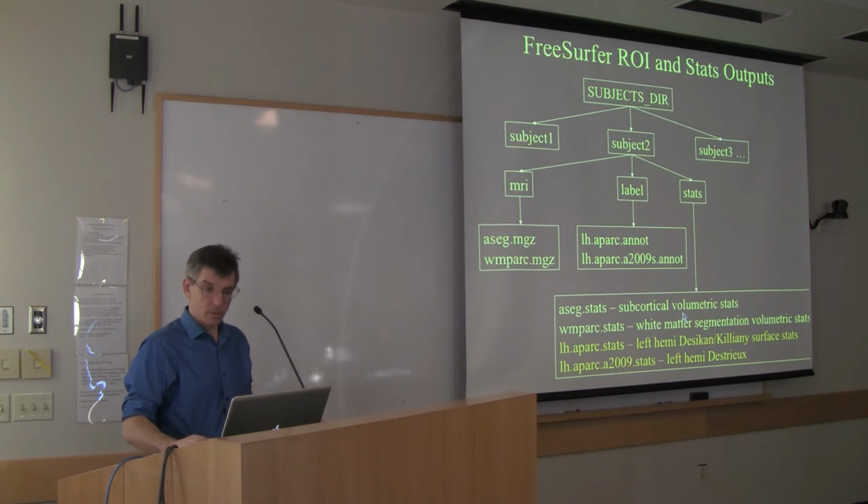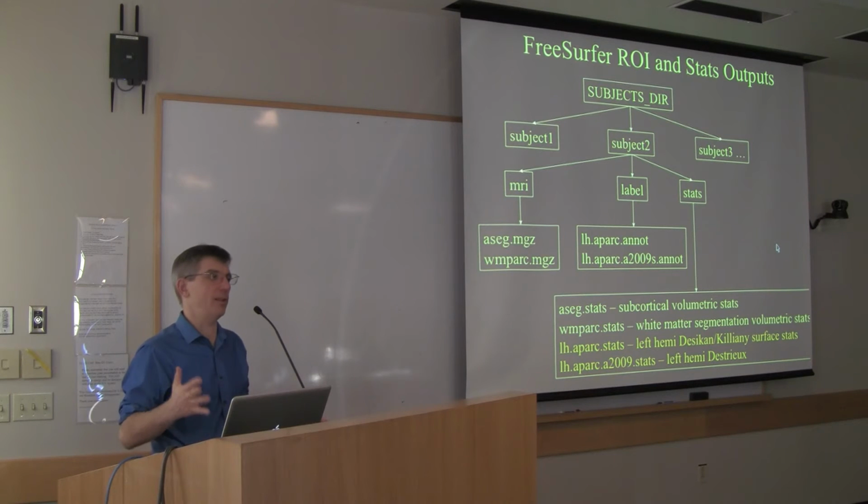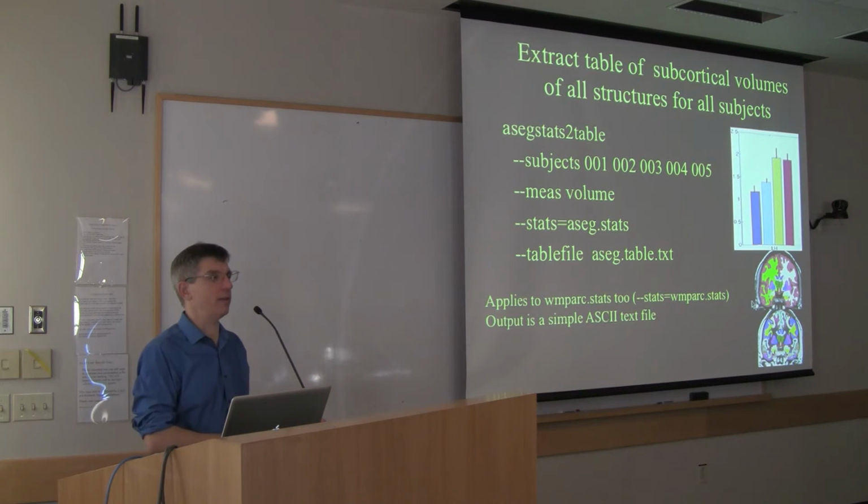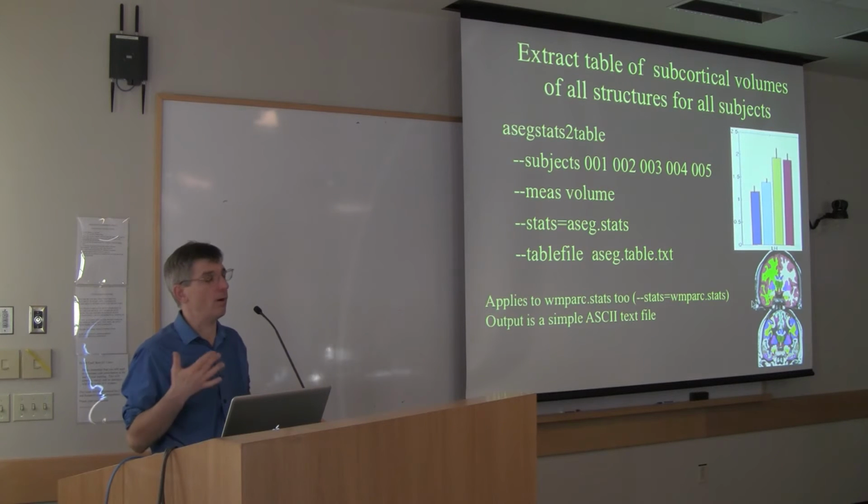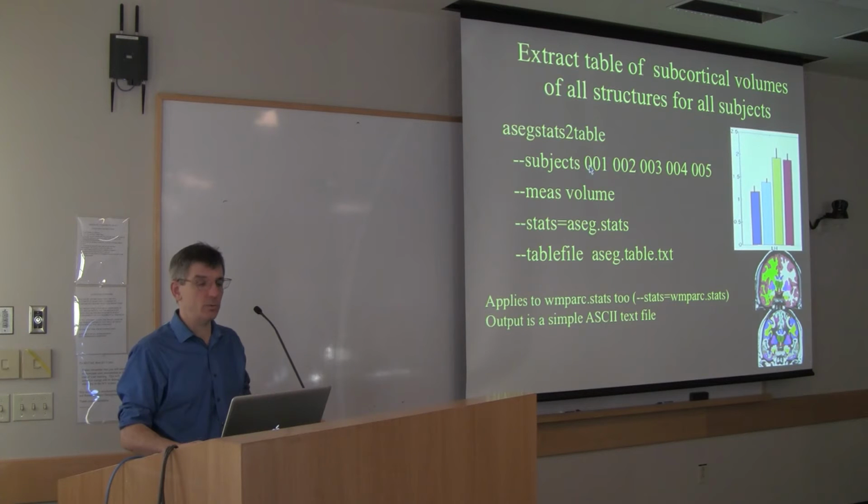So for every subject, you have these stats files. And so if you have 50 subjects, you'll have 50 sets of these stats files. And of course, you'll want to take them and combine them together so that you can go off and do your own cool region of interest study. And so the way that you do that is with this program called asegstats2table.